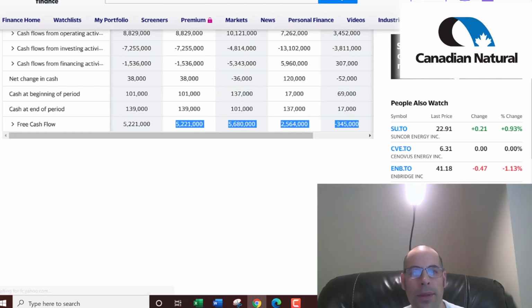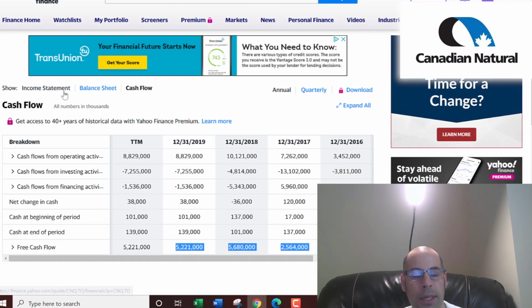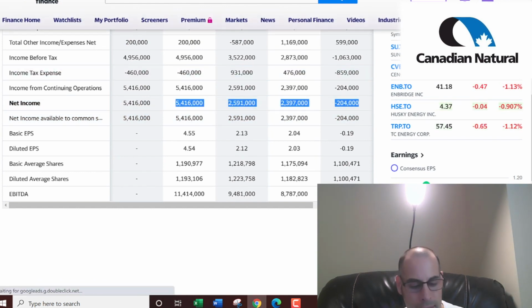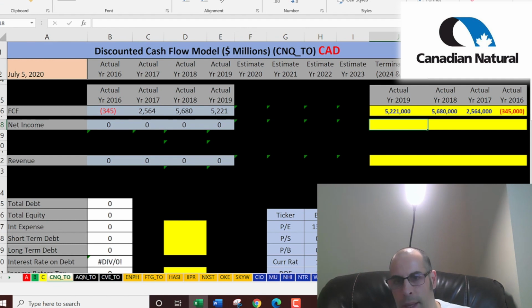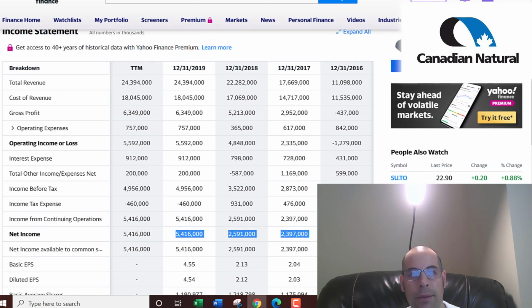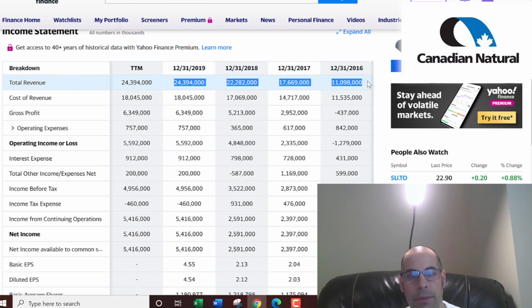We also need the net income, which is the profit and loss according to the income statement. This is more the accounting profit and loss, because there could be some situations where you have positive earnings but yet negative cash. Also, we're going to get the revenue, which are the sales for each year.